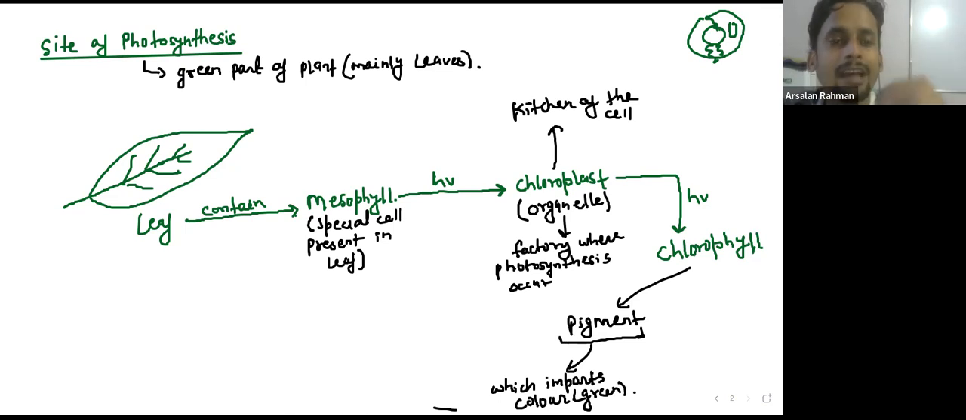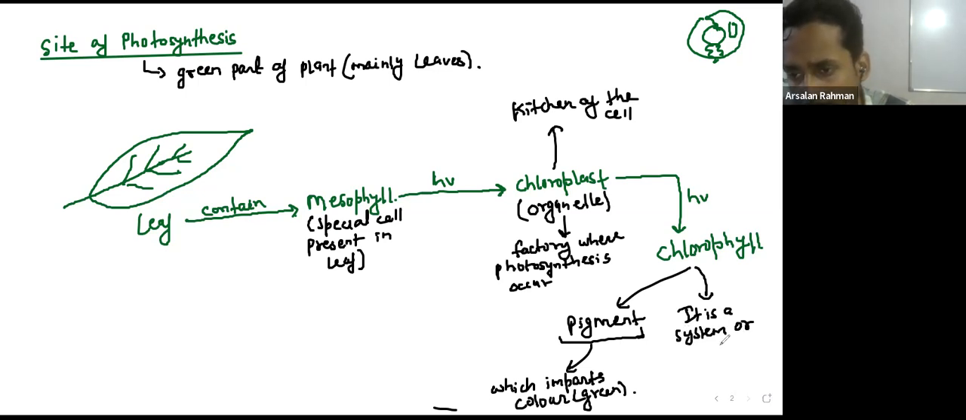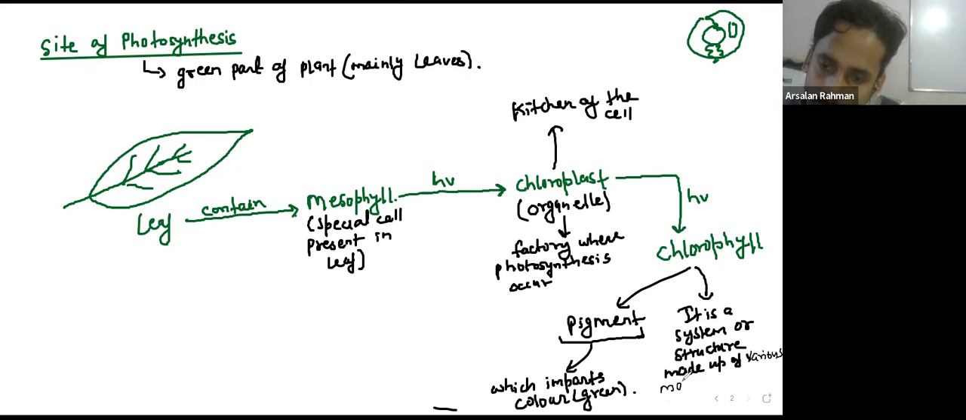But what is a pigment in reality? Is it a molecule, is it an electron, is it an organelle? What is chlorophyll? Basically it is a system made up of various complex molecules and electrons. You can say that it is a system or structure made up of various molecules and electrons.